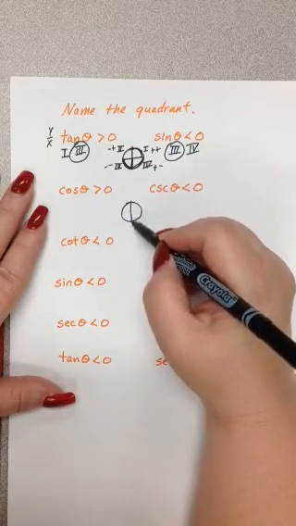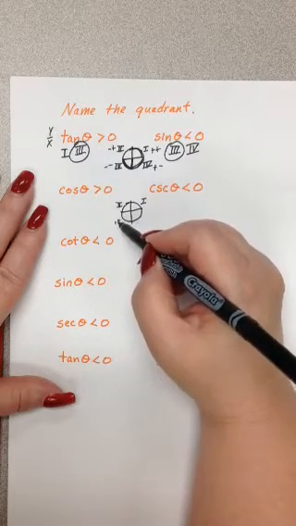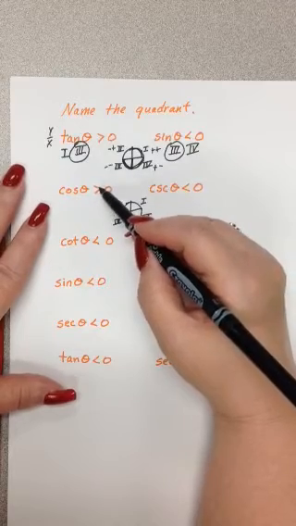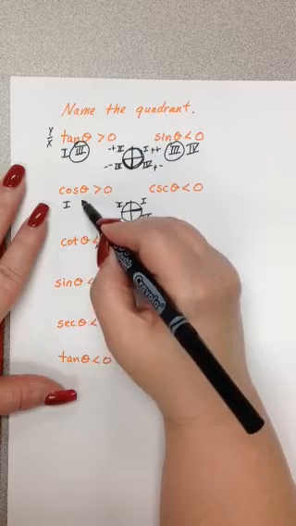Next one, 1, 2, 3, and 4. Cosine is x, and x's are positive in the right hemisphere, so that's quadrant 1 and 4.